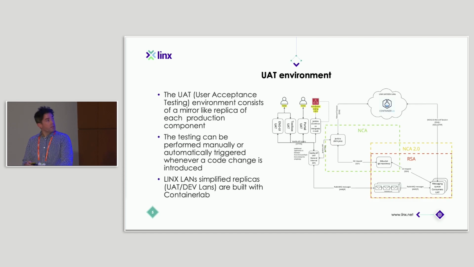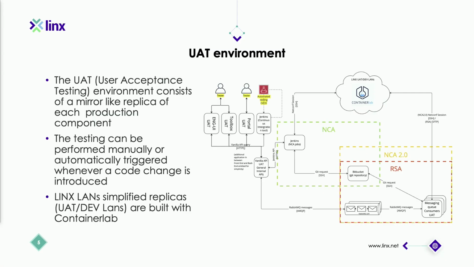type of new vendor switches and root server. And so all of this, obviously, in order to not break, needs to be thoroughly tested. And so we have a UAT environment, so user acceptance testing environment, which consists of a mirror-like replica of each production component. And fundamentally, you can test it manually, meaning that you access the UAT version of the application and you perform the same operation you would do on production, but in a safe environment.